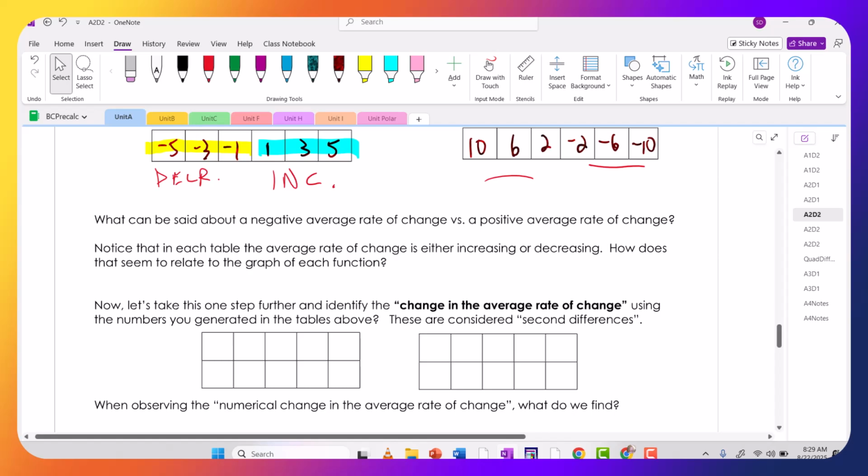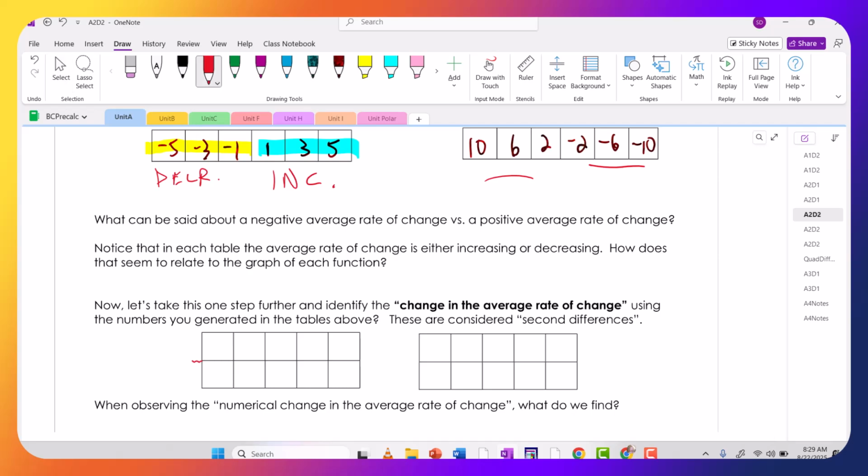Now, I don't know why there's 2 columns here, and I don't have enough. I need one more, I think. Oh, no, I don't. Okay.